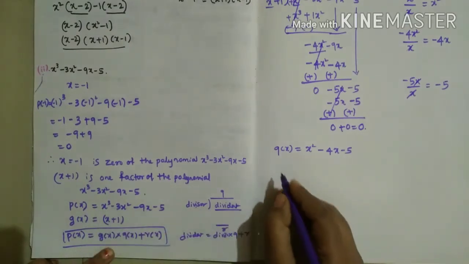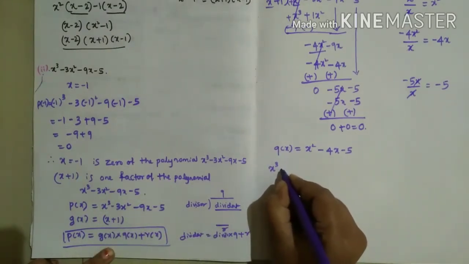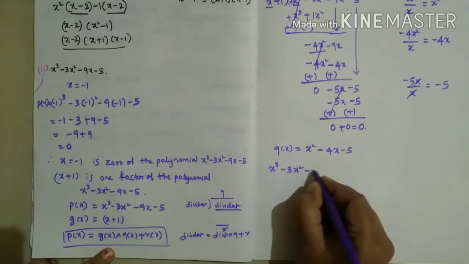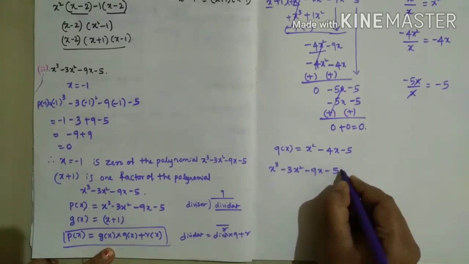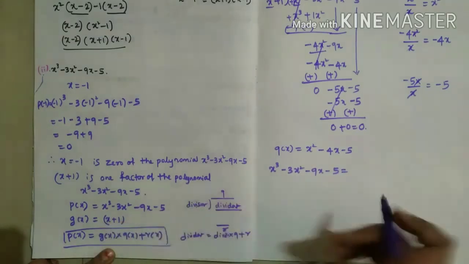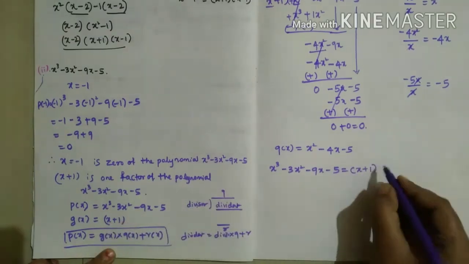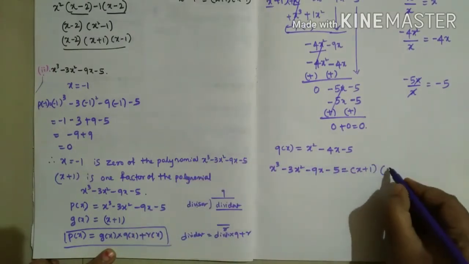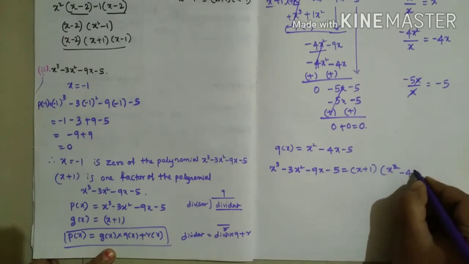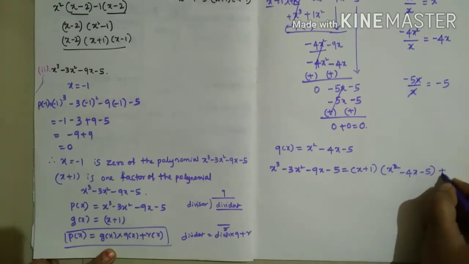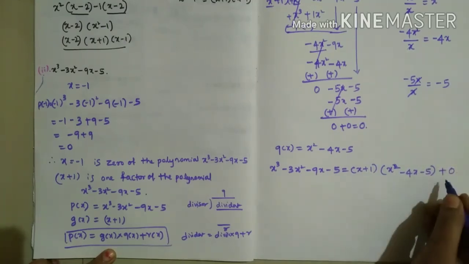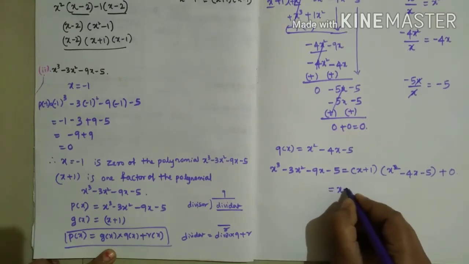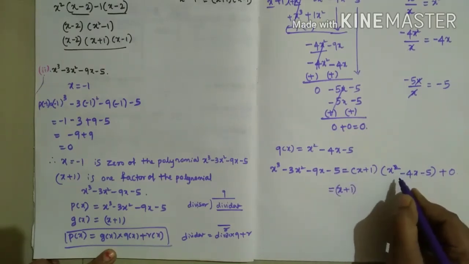Here P of x is x cube minus 3x square minus 9x minus 5, which is equal to G of x, which is x plus 1, one factor. Now Q of x is what we just got, x square minus 4x minus 5, and the remainder we got is 0. You can leave that, or you can write it in this step; in the next step we can leave it. Now x plus 1 is one factor, and the remaining two factors I will find by splitting the middle term.